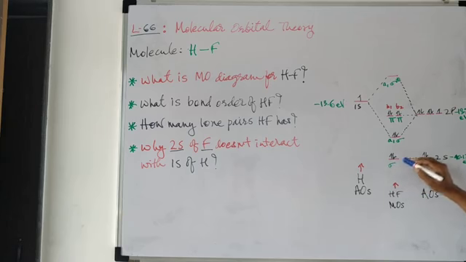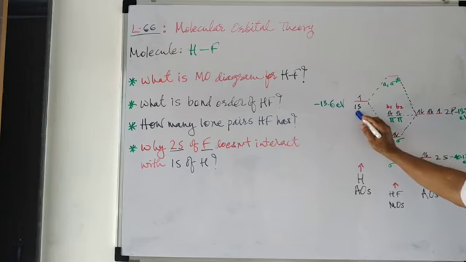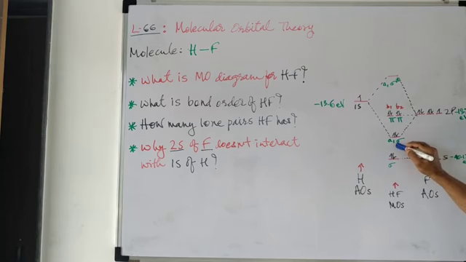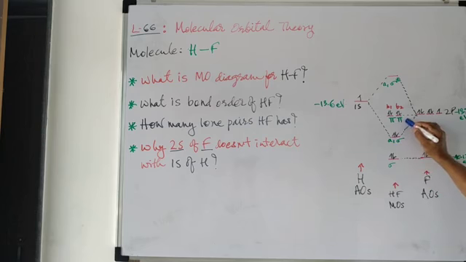Similarly, the 2p has pz, px and py orbitals, out of which the 1s of hydrogen has sigma symmetry, that is of A1 type. So it and the pz of fluorine undergo interaction, that is linear combination, and produce this sigma orbital of A1 symmetry.